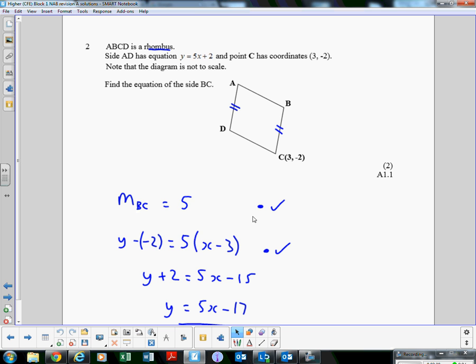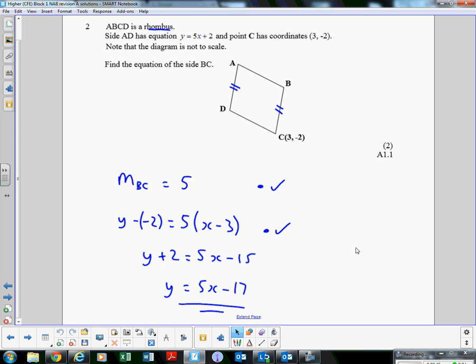So the gradient of BC will be 5 because the gradient of AD is 5. It is in the format y equals mx plus c there, so the gradient will be 5. We have a point on the line, substitute into y minus b equals m(x minus a). And that's us. Nice easy question, 2 marks.